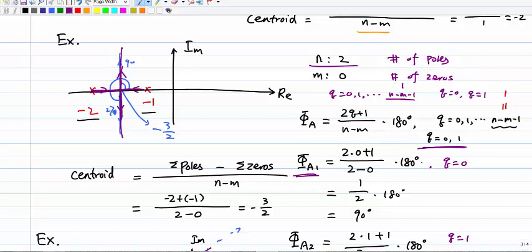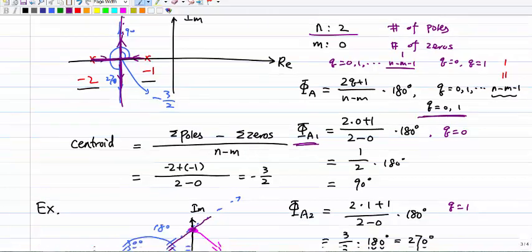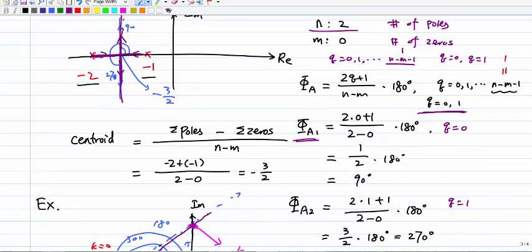0 times 180 degrees is 1/2 times 180, which is 90 degrees. So I know one of the asymptotes is going up, somehow, at 90 degrees. Okay, let's compute the second angle before talking about the centroid.